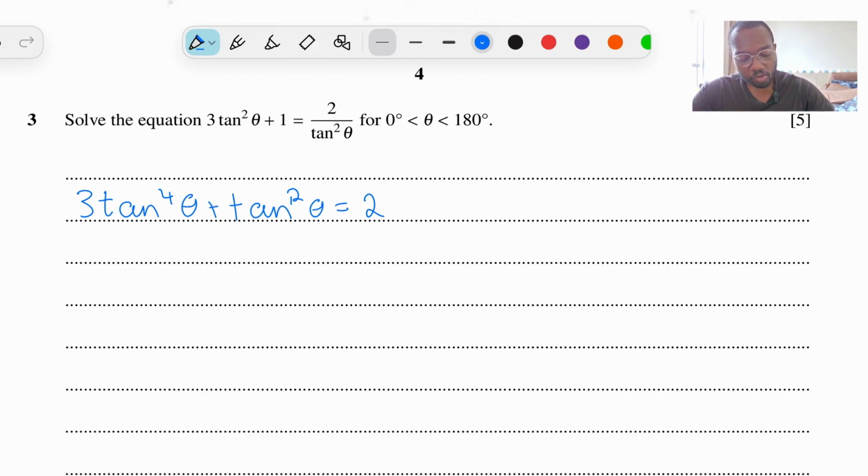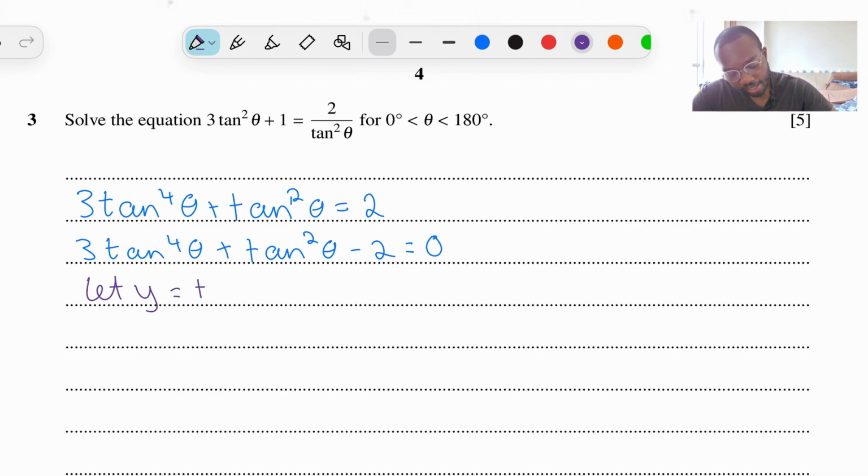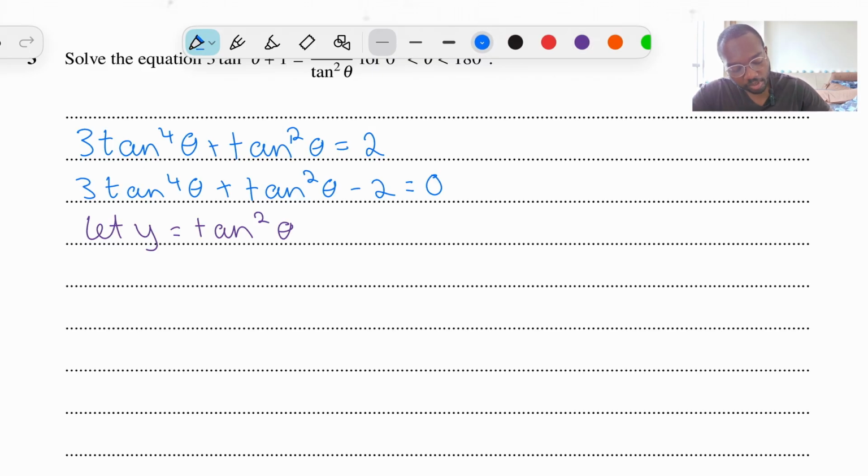And then I'm going to get the 2 to the side, so we get 3 tan to the 4 theta plus tan squared theta minus 2 is equal to 0. And now we have pretty much an equation here in terms of tan theta. So what I'm going to do now is let y equal tan squared theta. So if I do that, now we would get 3y squared plus y minus 2 is equal to 0. And now we have a quadratic equation.